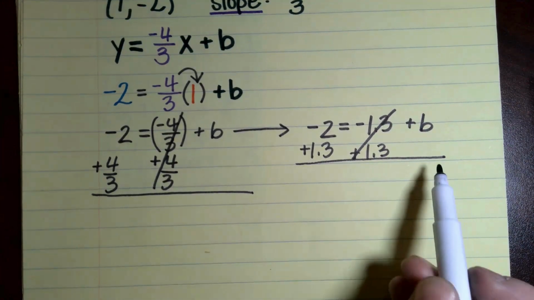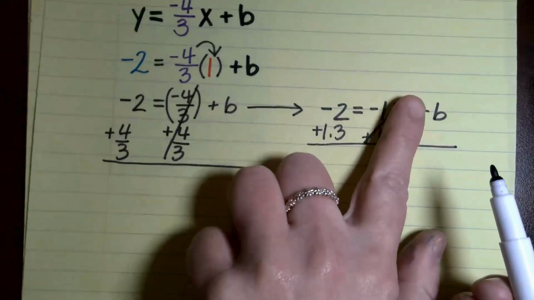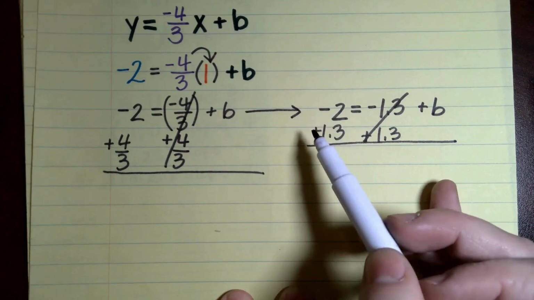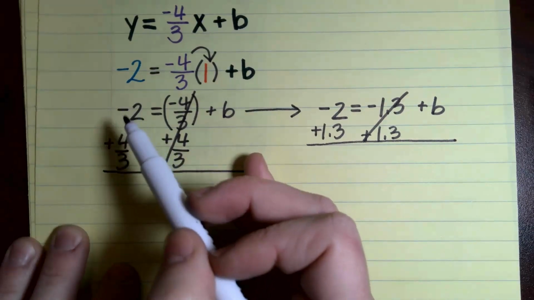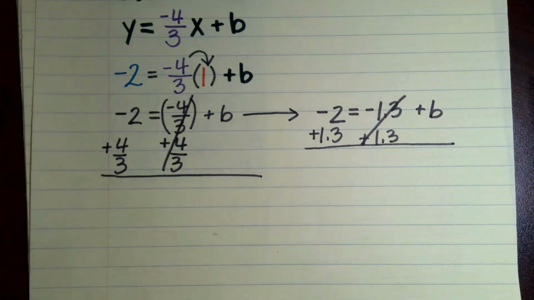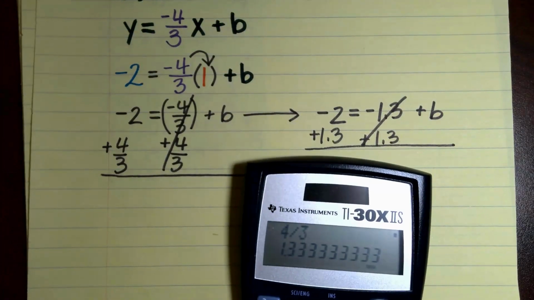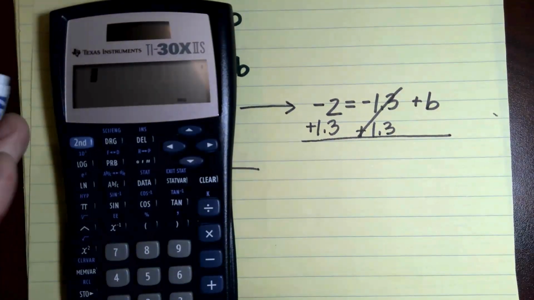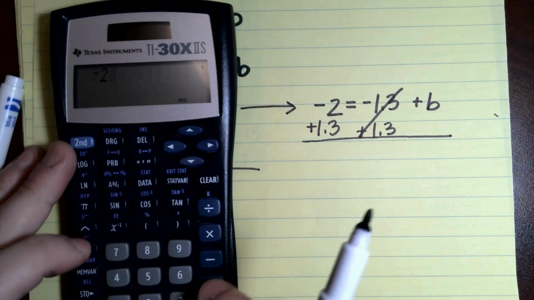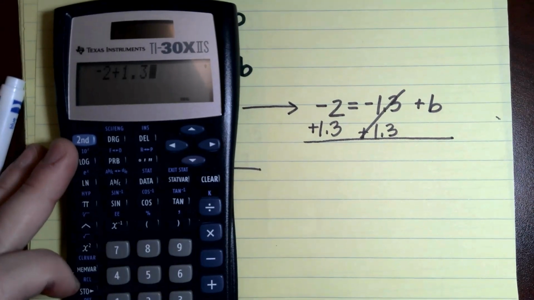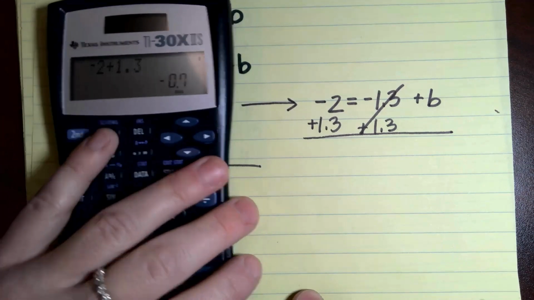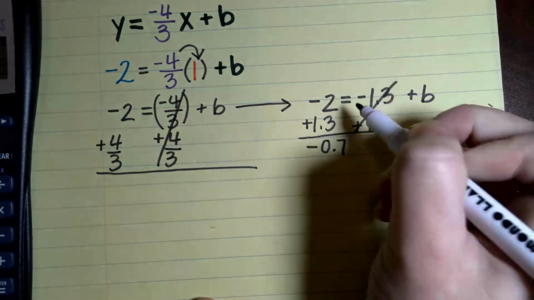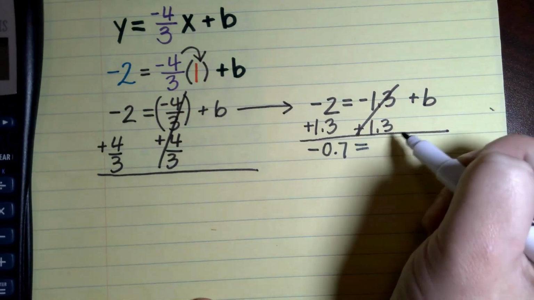Okay, so now to find b, because now that this is gone, b is by itself. All we need to do is solve this problem. What is -2 plus 1.3? Or what is -2 plus 4/3? I'm going to type in -2 plus 1.3, and I'm going to get -0.7. Good. Drop everything down, equals, and it's b.